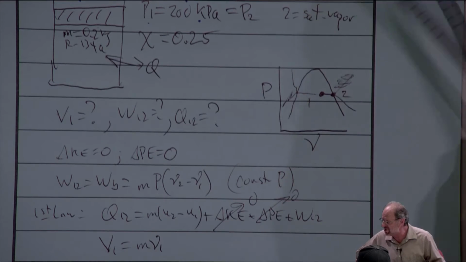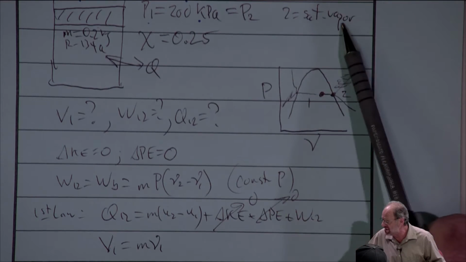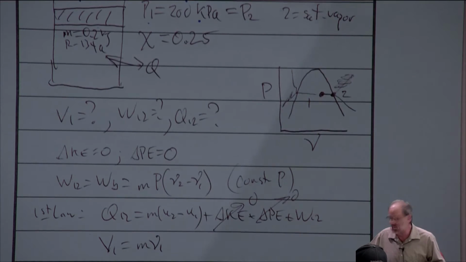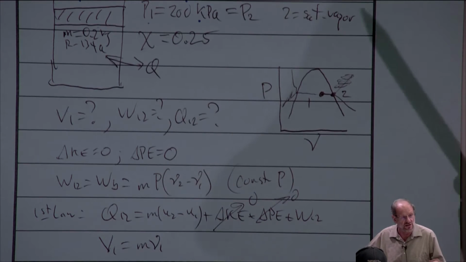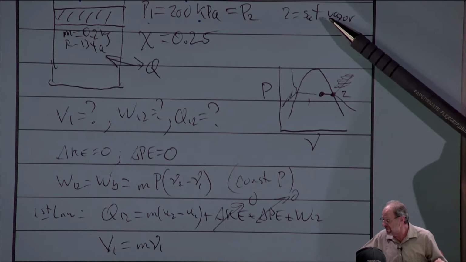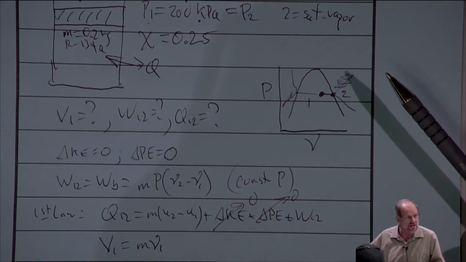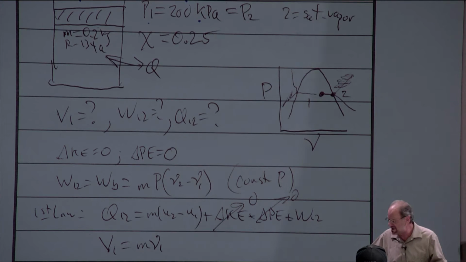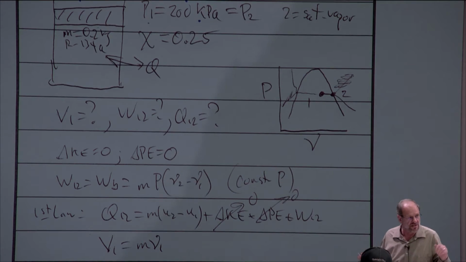What about state 2? Well, again, we need two properties, and we have them. We know that the pressure is still 200, but we also know that it's a saturated vapor, meaning that the quality is 100%. We know that at state point 2, V is just VG and U is just UG, right? Saturated vapor. So we have both thermodynamic states. We can find everything shown down here on the page.